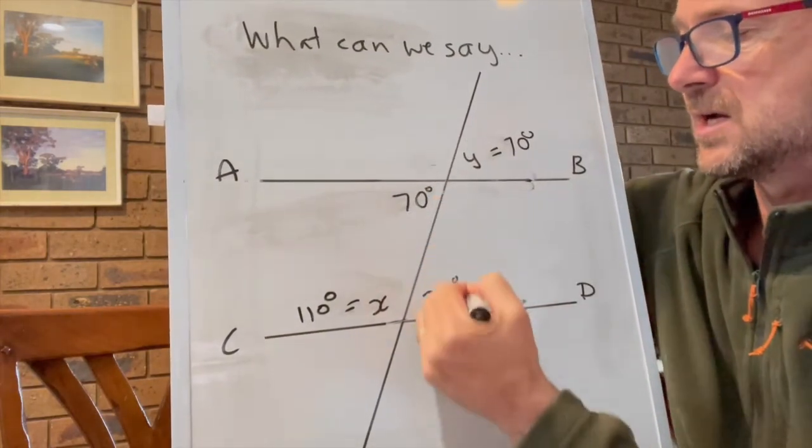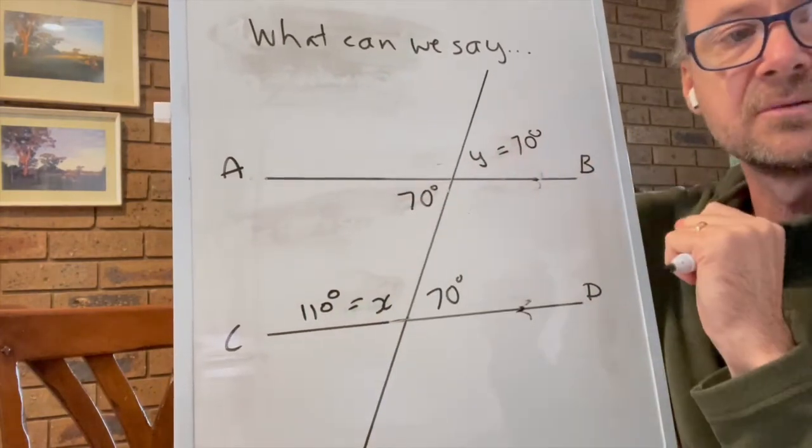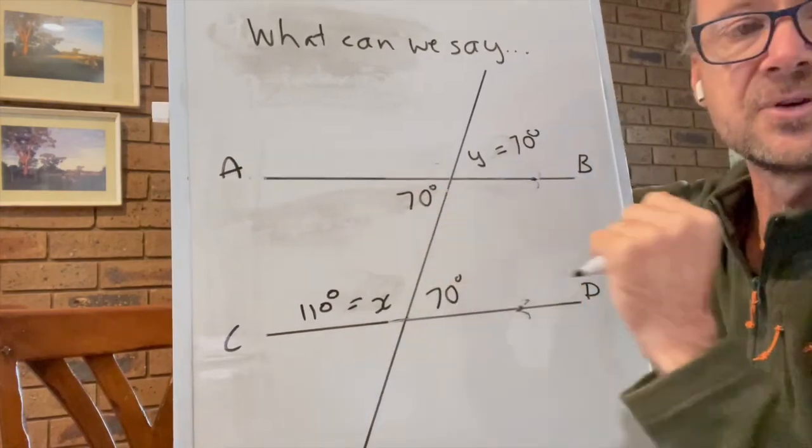It's just these two angles can't be the same if the lines here are not parallel. If they were not parallel, then they would be different numbers, okay?